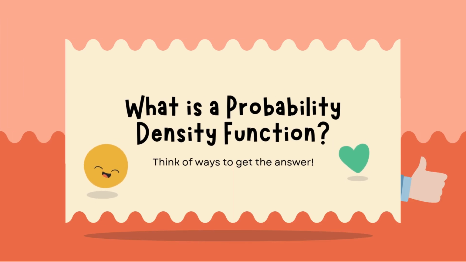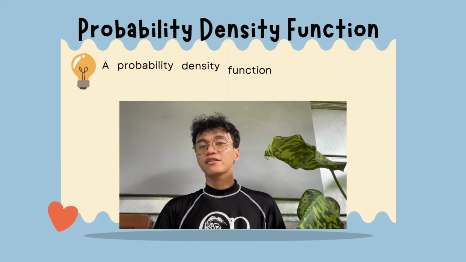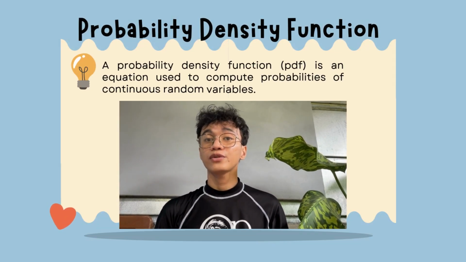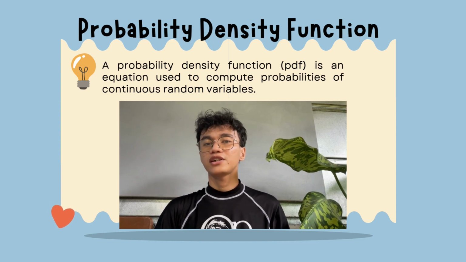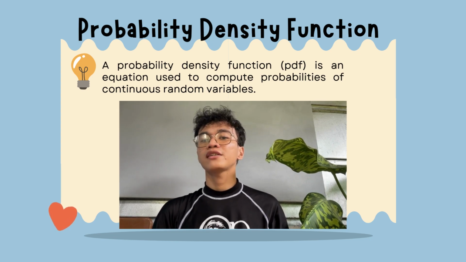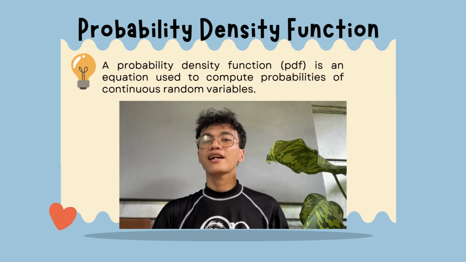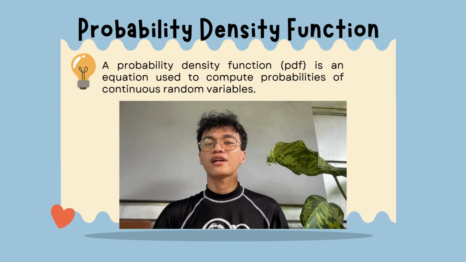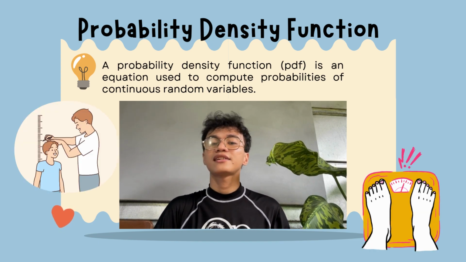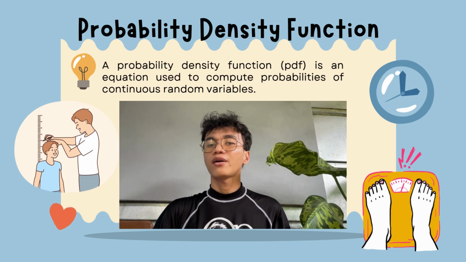So what is a probability density function? A probability density function is a mathematical function used to describe probabilities of a continuous random variable. Continuous random variables have an infinite number of possible values, like any value in a real interval. Example: height, weight, time. Main points are rules of probability density functions.